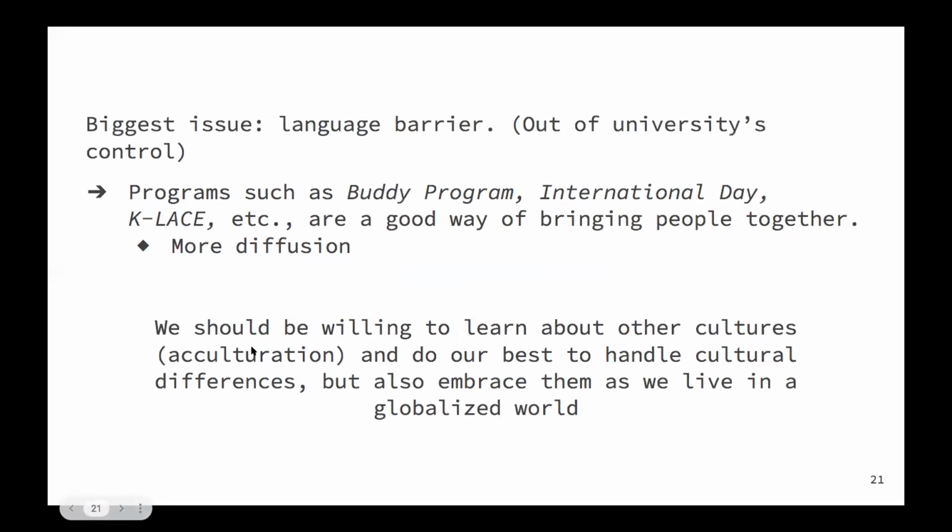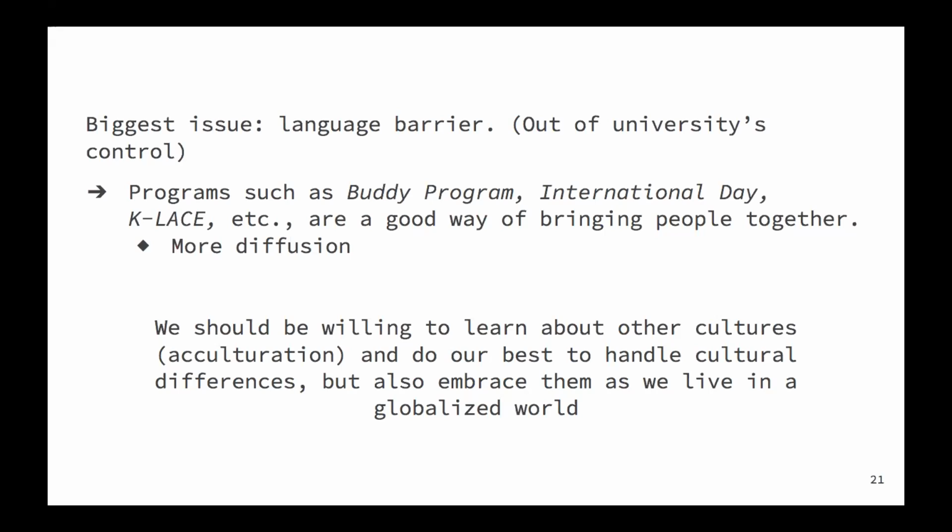And as for conclusions, we found out that the biggest issue is the language barrier. This is not something that the university can control, so that's why having programs such as the Buddy Program, International Day, and KLACE, which I'm going to explain in a minute, are a good way of bringing people together. Because what we found out is that the language barrier problem comes not only from the international students, but also from the Korean students.